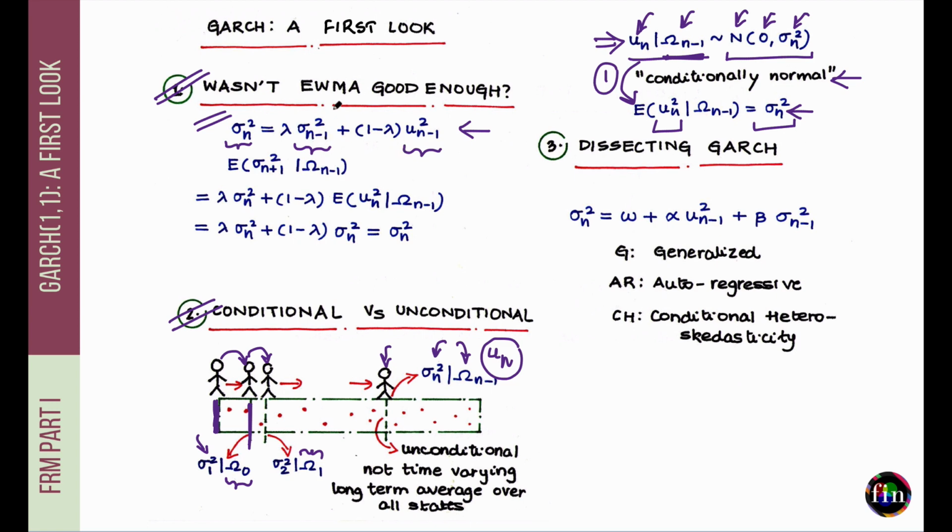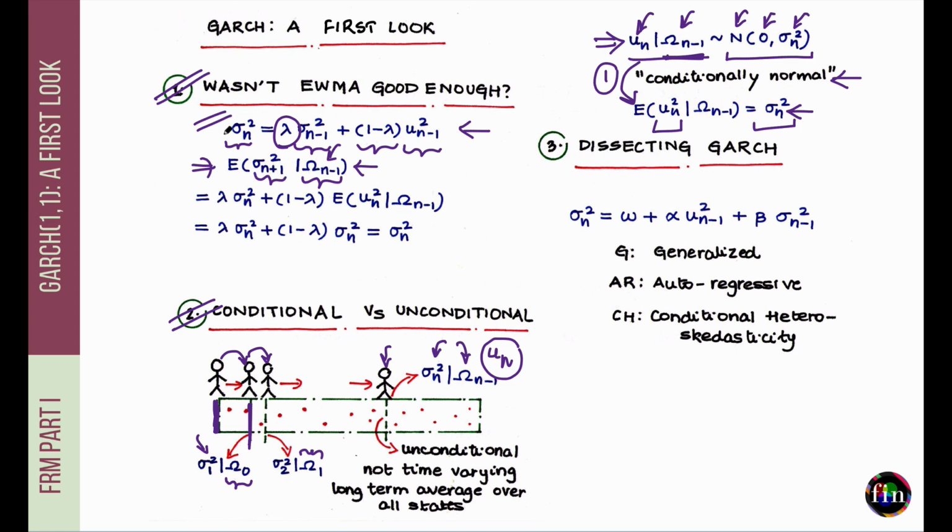In terms of the weights imparted to each one of them, the weight given to sigma n minus 1 squared is lambda, the sole parameter of the EWMA model, and the weight given to the squared recent most return is 1 minus lambda. Now, if I was standing on the morning of day n, and if I were to ask you what is your best guess of the variance of this underlying asset that will happen tomorrow, the number which I am looking for is the expected value of sigma n plus 1 squared, given the information available to me is omega n minus 1. This is the number I am after.